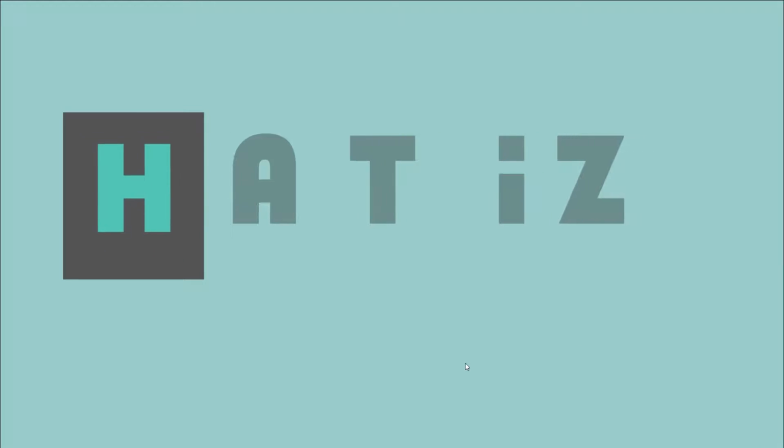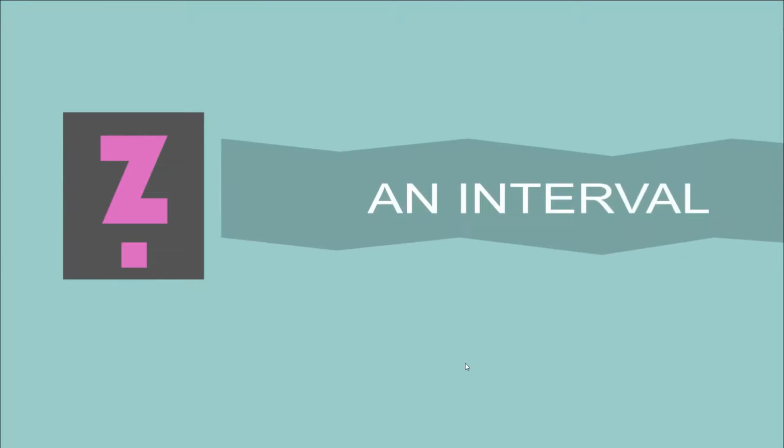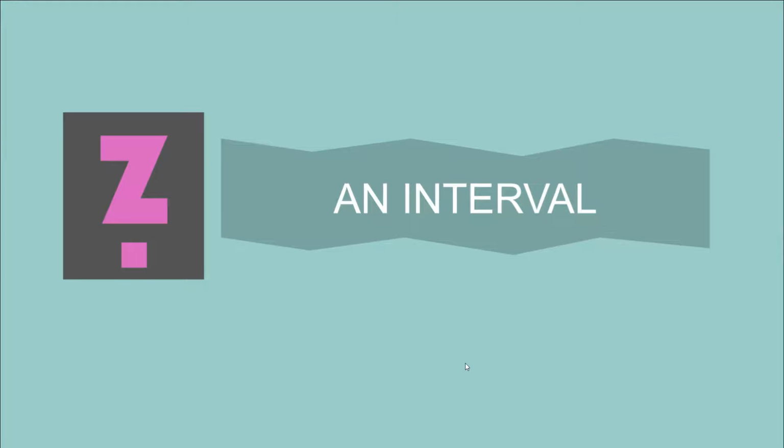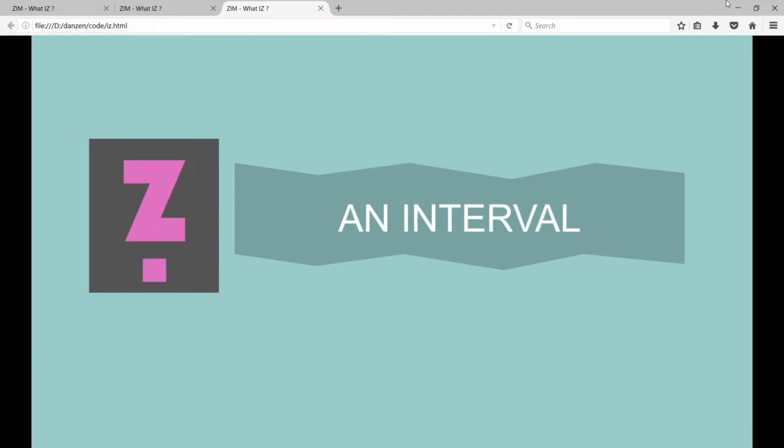What is an interval? Well, with an interval, we can run a function after a certain amount of time, like say 1 second, and we can do that repeatedly. So every 1 second, the function will run. There's also a setTimeout, which runs only once after a certain amount of time. So let's go into code and check that out.